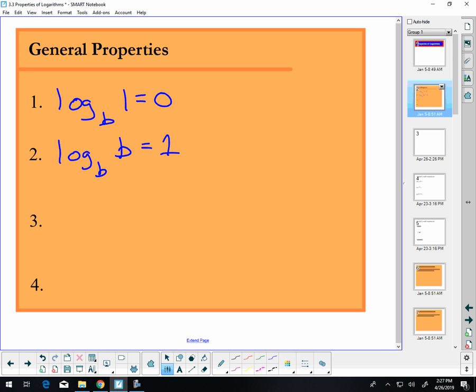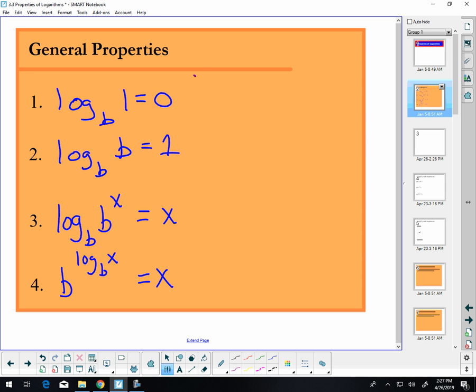The next, logarithm base b of b to the x equals x. And finally, b to the logarithm base b of x equals x. So we have these four general properties that we use.